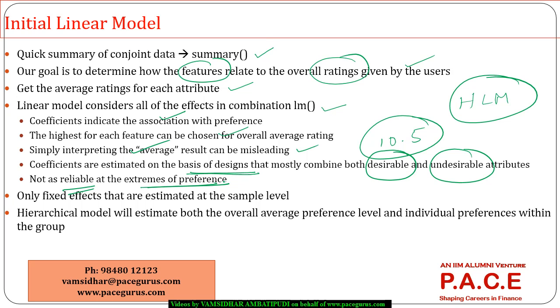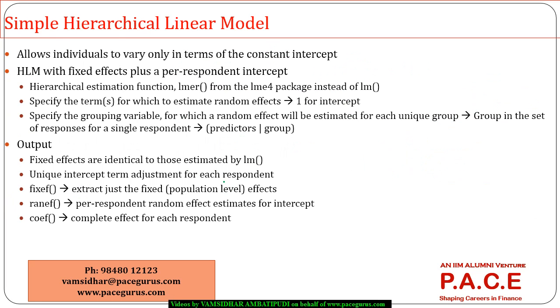So sample level wise we are only talking about fixed effects being estimated, but in case of hierarchical models we can very well do an average preference, wherein we'll take the overall fixed effect, but along with that we can also bring in the individual level customized effects for each individual or targeted towards a specific group. Now that is what we are trying to look at now, going with hierarchical linear modeling.